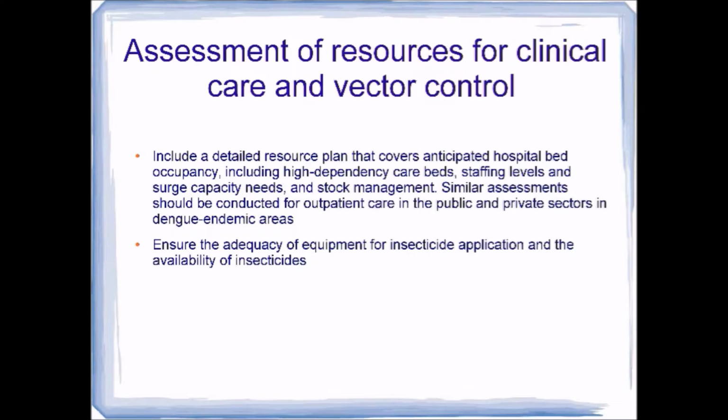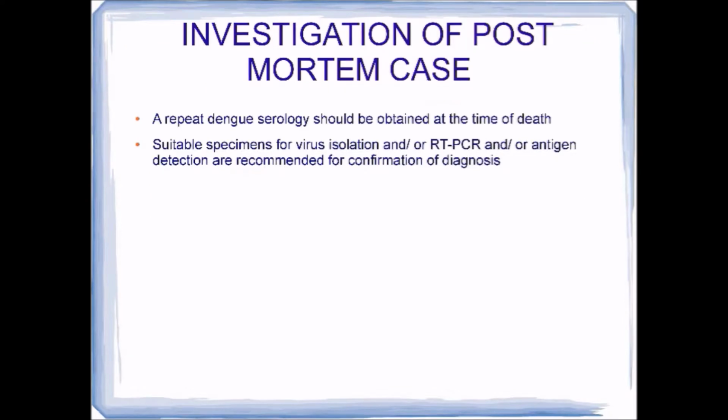Hospital emergency response plans for dengue should include a detailed resource plan that covers anticipated hospital bed occupancy, including high-dependency care beds, staffing levels and surge capacity needs, and stock management, such as intravenous fluids and drug supplies. Similar assessments should be conducted for outpatient care in the public and private sectors in dengue endemic areas. The adequacy of equipment for insecticide application and the availability of insecticides should be part of the needs assessment of the vector program. Besides the mentioned areas in emergency response plans, investigation of post-mortem cases is also important.